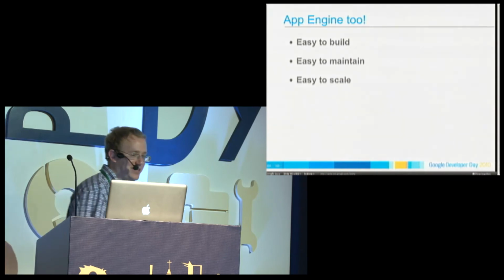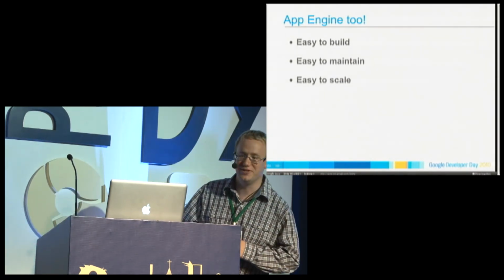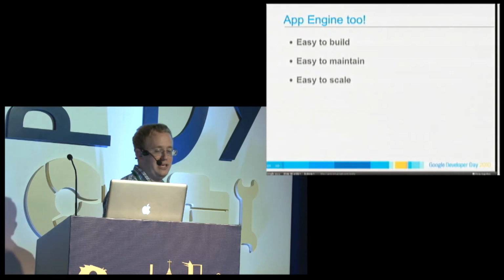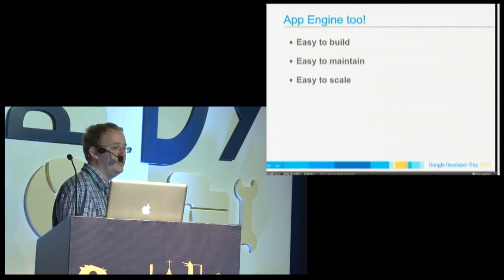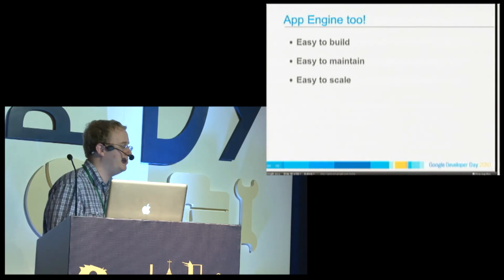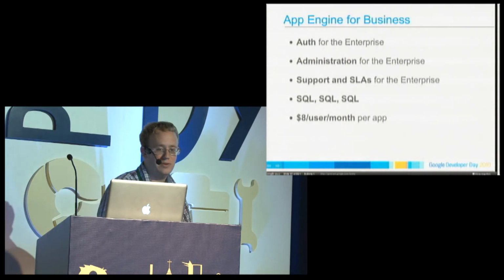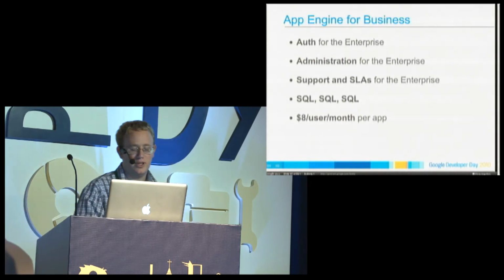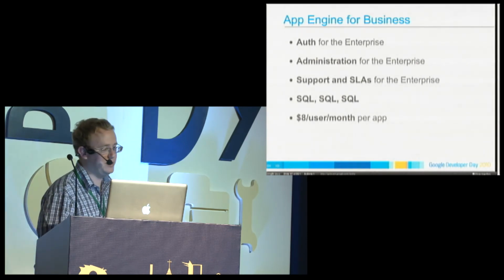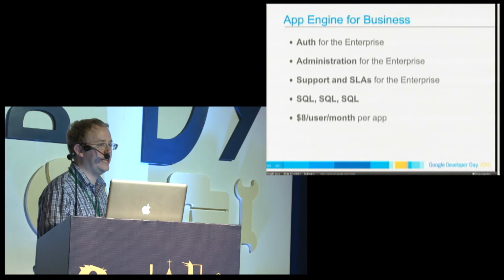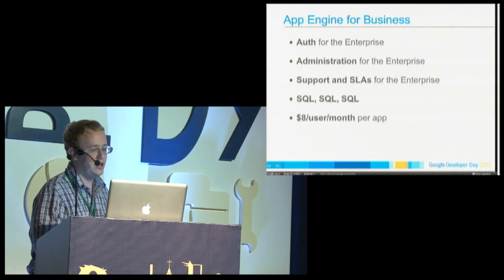However, I wouldn't be a Googler if I didn't talk a little bit about App Engine. You can host your application on App Engine as well. App Engine has been around for a bit now and provides a way for you to build, maintain, and scale applications running either in Java or in Python. And we recently, at Google I/O this year, announced App Engine for Business. This basically adds a lot of the enterprise tools to App Engine that businesses need.